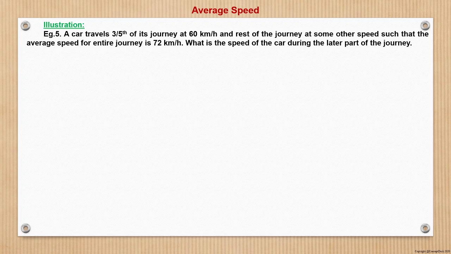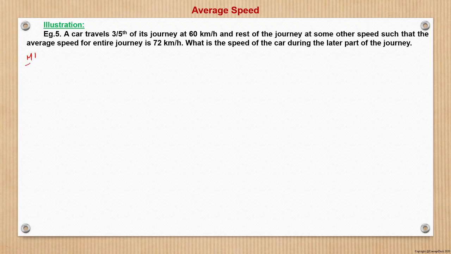Now we'll move to question number 5. It says that a car travels 3/5 of its journey at 60 km per hour, and the rest of the journey at some other speed, such that the average speed for the entire journey is 72 km per hour. What is the speed of the car during the later part of the journey? It is a similar question, but in the previous question the two parts were equidistant. Here the two parts have different distances. Let us see how to solve.